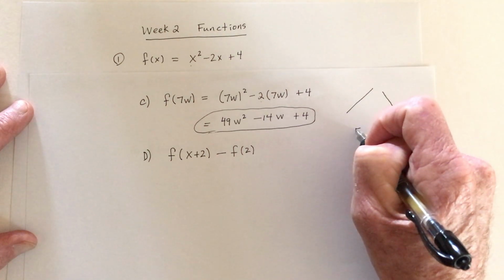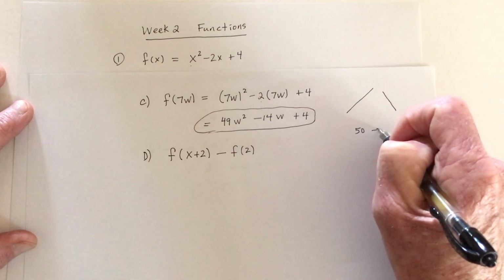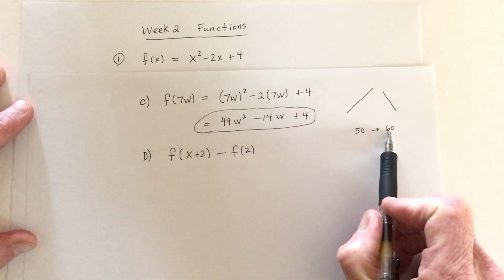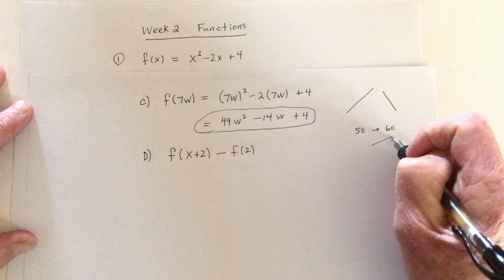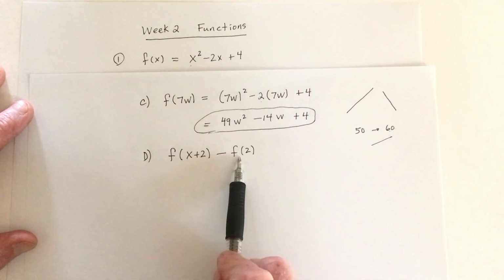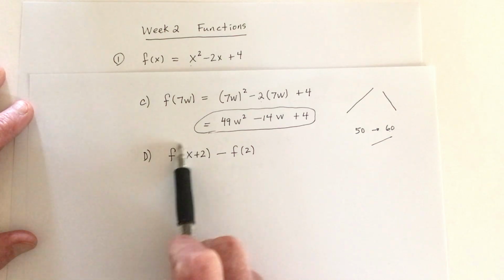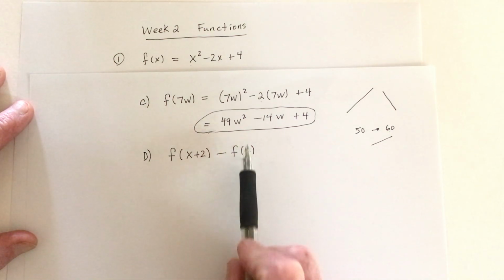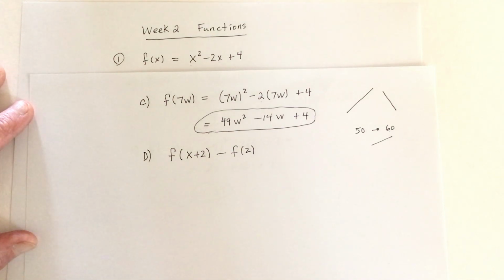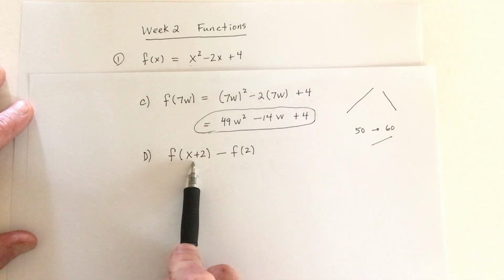If you're in your car and you go from 50 miles an hour to 60 miles an hour, that's a difference of 10. That's also telling you you're going at a slope of 10. So slope is used in a lot of different ways. This is just the beginning of it, because this is a y value minus a y value, and if we divide that by an x value minus an x value, then we'll have slope. But let's do this first.